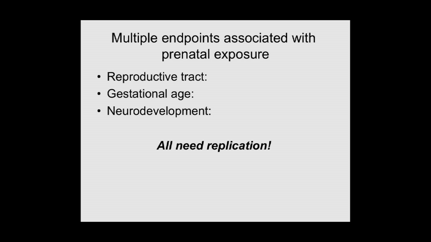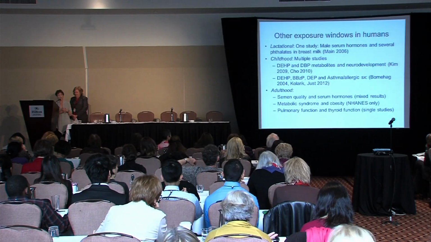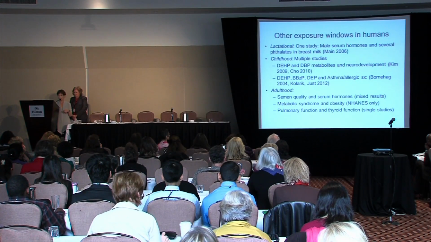I just want to say that there are multiple endpoints associated with prenatal exposure, not just reproductive, also gestational age, neurodevelopment, all have to be replicated. And other exposure windows, lactational, one study, male serum hormones, and several phthalates in breast milk. In childhood, there have been multiple studies. There's quite a few studies on childhood exposure, mostly related to asthma and allergy and also neurodevelopment. And there are also studies in adulthood on semen quality, which are kind of mixed in results, serum hormones, metabolic syndrome, pulmonary function, and thyroid function. But given the extent of exposure and the toxicity of these chemicals, this is a very small set of studies, and we really need to do a lot more.